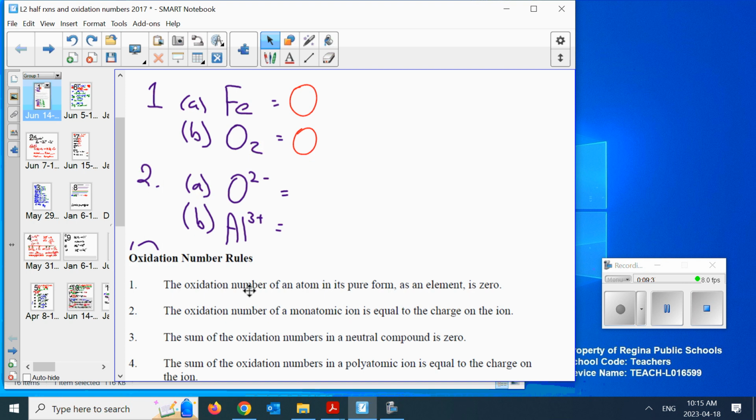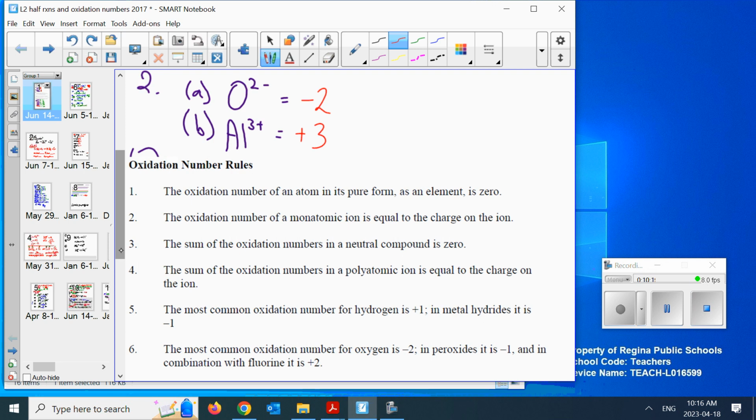The oxidation number of a monatomic, single atom ion is equal to the charge on that ion. So this is really simple. The oxide ion, 2 minus, the oxidation number is the charge, -2. Aluminum ion, a cation, 3+, that's the charge, that's the oxidation number. This seems simple. And really, for ionic compounds, it's proper to say that the oxidation number is the charge. When we get into molecules, this is the reason why we use a different word, oxidation number.